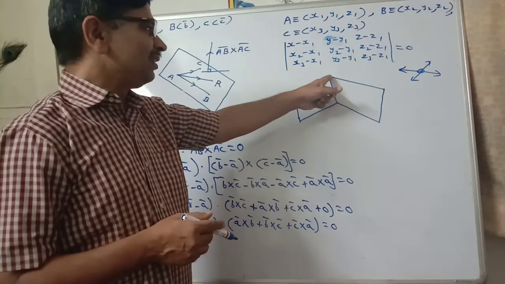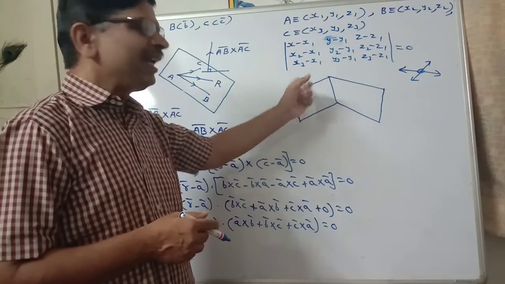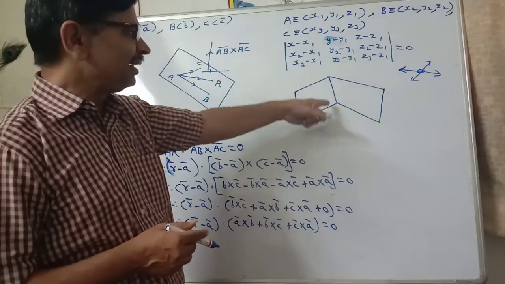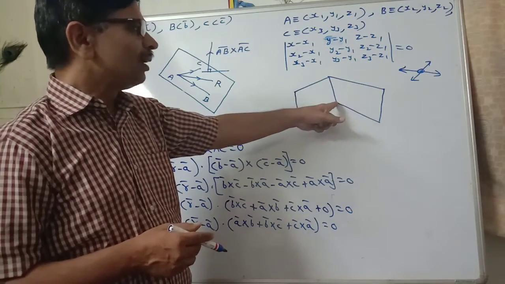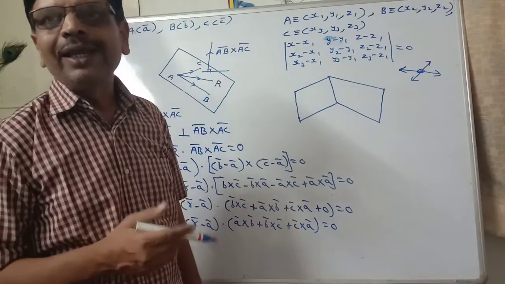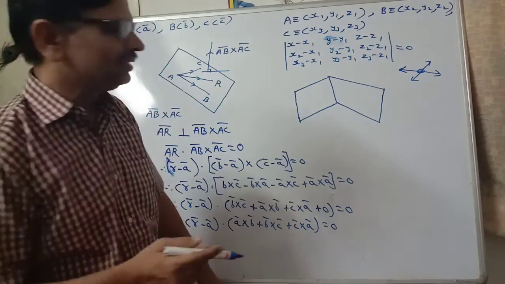Now this is a line which is present on both the planes. It is the intersection of two planes, and through this line we can draw an infinite number of planes.